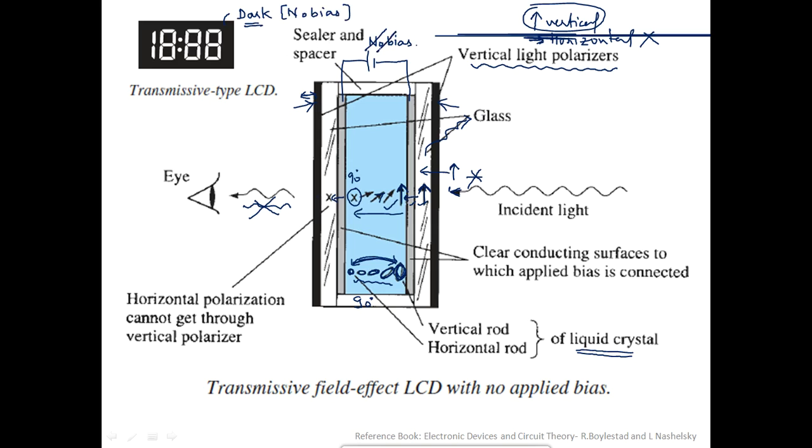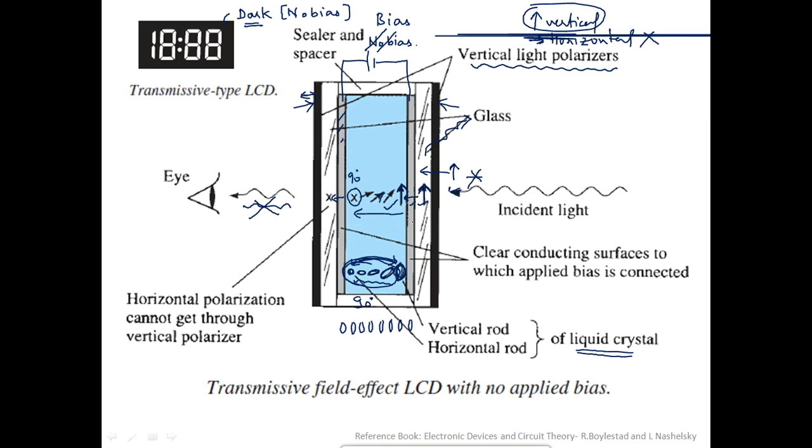Now let us apply some bias, maybe 2 volts, 3 volts, like this. So what happens whenever any external bias is applied? Due to the applied bias, the molecules within the crystal undergo a positional change. They get aligned. In what way? They get aligned like this. Initially they were all disoriented, but due to the applied field, they become perfectly aligned.